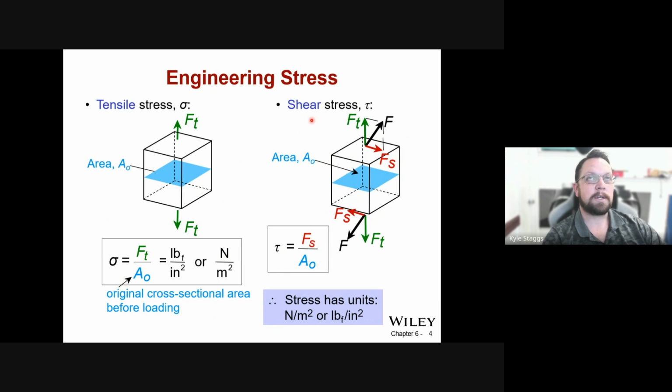This is an example of what's called shear stress. So this is adding shear stress into the mix and giving you a net force. So the force in shear, meaning trying to rip apart those molecular layers within a plane. It's trying to rip those planes apart from each other. The original cross section before loading is this A0.